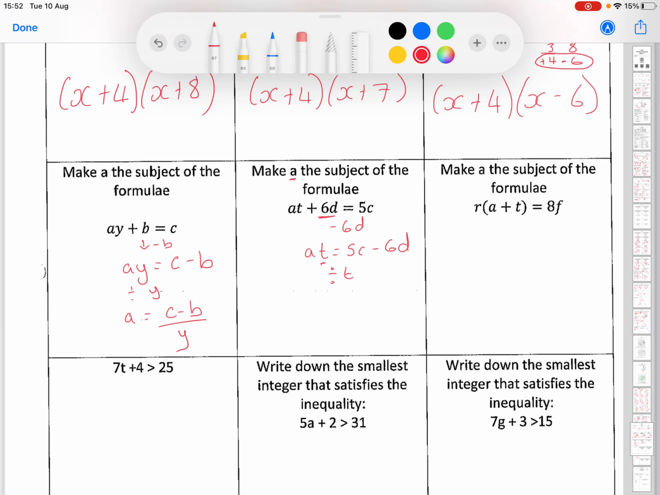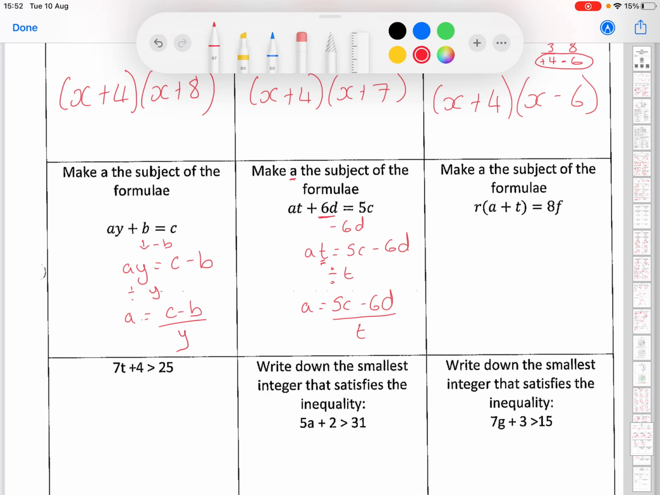We've taken it away. Then we want to get rid of our t, and to get rid of that we're going to divide by t. I think I said d then, but I mean t. So a is going to be 5c minus 6d all over t. Okay, so if I divide that whole side by t, I'd have it all over t. Leave it in a fraction.